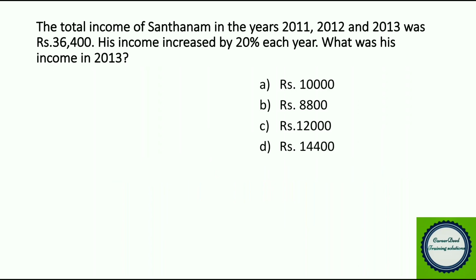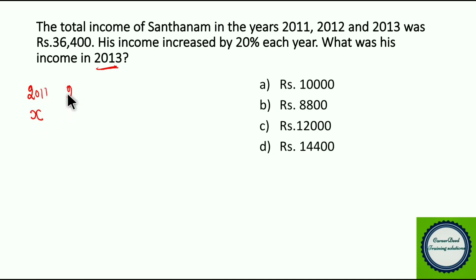The total income of Santanam in the years 2011, 2012 and 2013 was rupees 36,400. His income increased by 20% each year. What was his income in 2013? Now, you have to find the income of Santanam in the year 2013. Since you don't know what income Santanam got in 2011, we can take it as X.